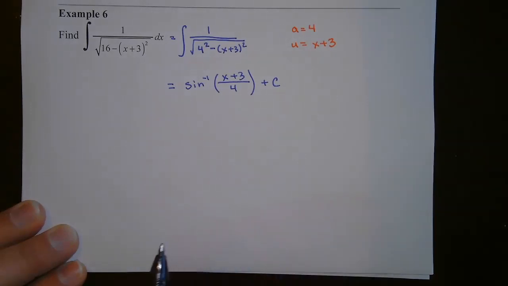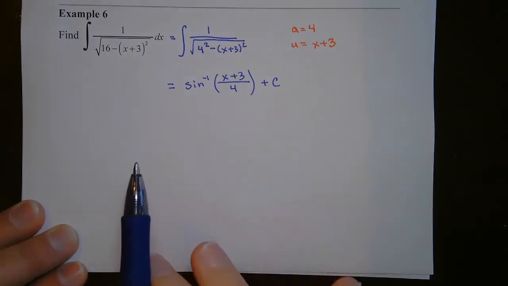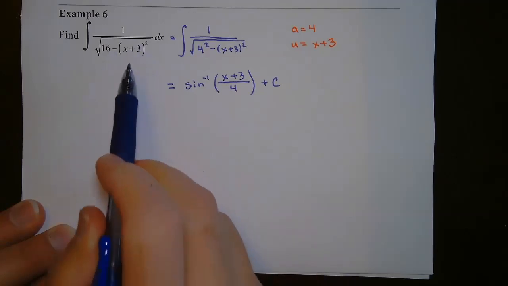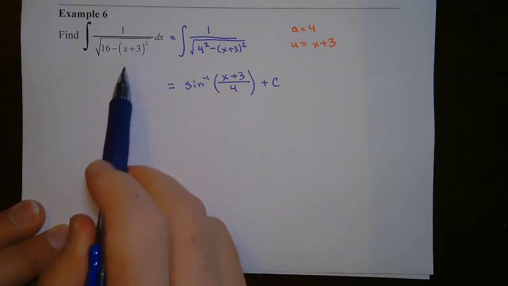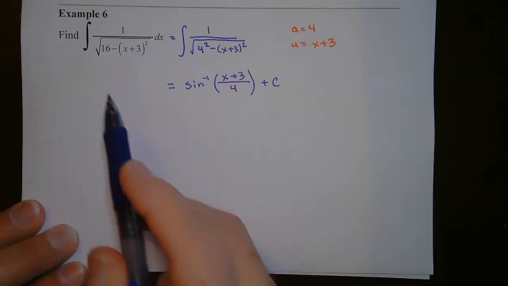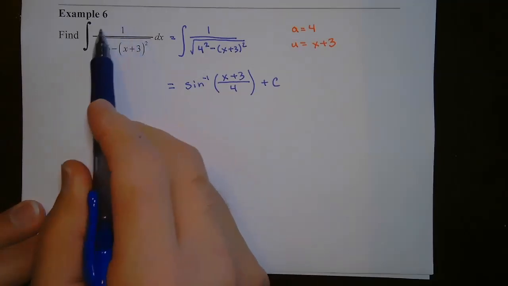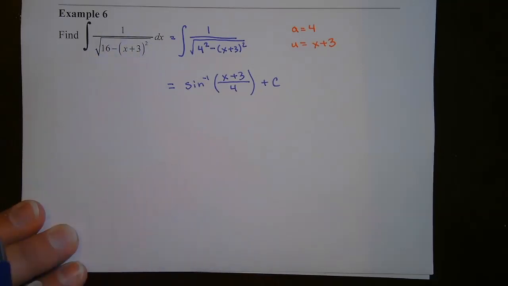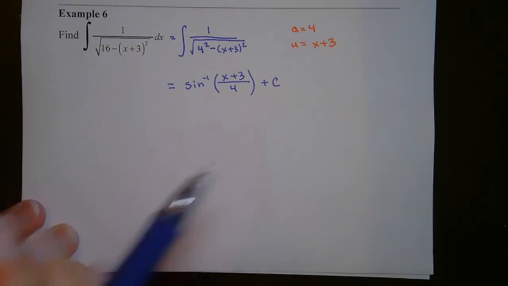Now our job is, when we don't have a perfect square like this, we want to rewrite it so it looks like this. So our job, and this is where it gets harder, is to rewrite it so it looks like this. How do we do that? We have to use completing the square, and that's the next few examples.